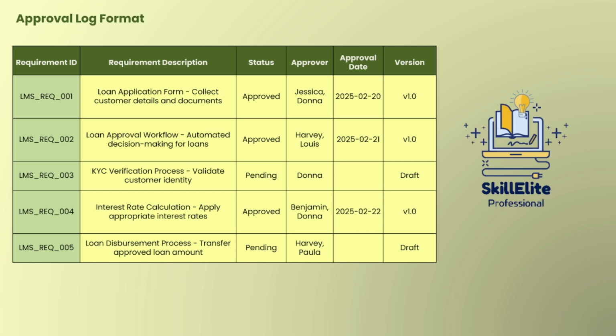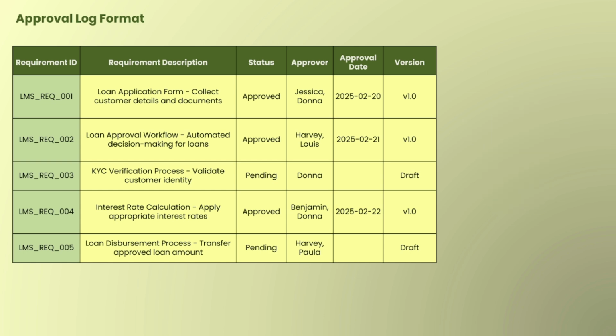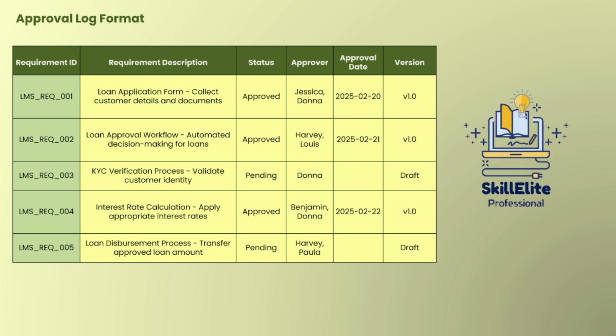Then there is another requirement, loan approval workflow, automate decision making for loan. It is also approved. The approvers are Harvey Lewis. They have their designations in the office and their roles, that's why they approved this. Then the date is also written, and the version is controlled. Then there is another requirement which is pending, with the pending approver also written, and it is still draft, because a version means something which is finalized. So in this way we maintain the approval log. This is very important, because when any change request comes, we need to update this particular sheet as well. So the approval log format is equally important in requirement approval.